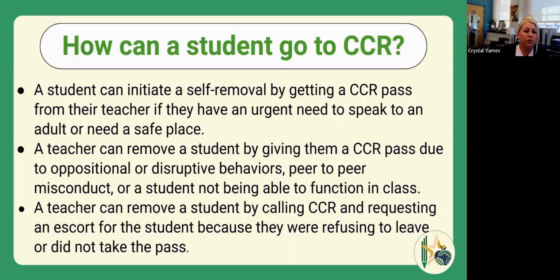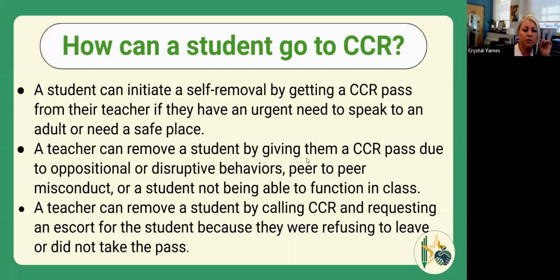A teacher can also remove a student by giving them a CCR pass due to oppositional or disruptive behaviors, peer-to-peer misconduct, or a student not being able to function in class. Many times, in classrooms, you'll see a teacher remove a student through a referral process. This is kind of like that, but instead of going straight to the assistant principal, the principal, or the main office, they go to CCR so we can figure out what is actually going on.